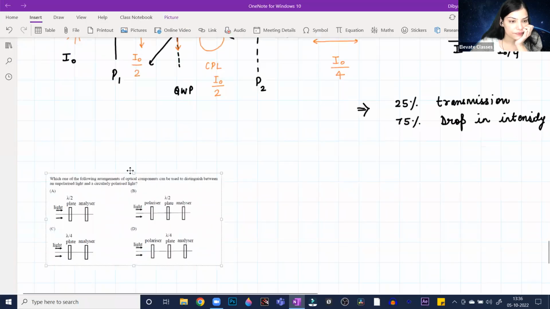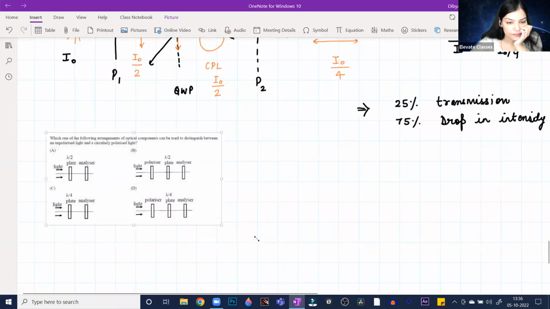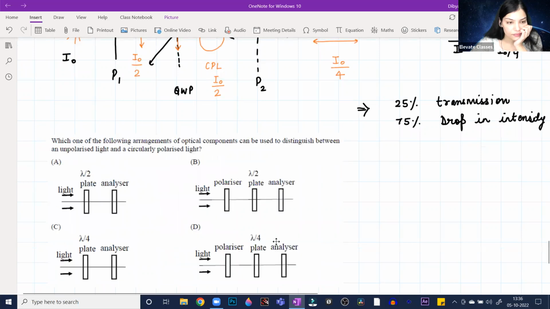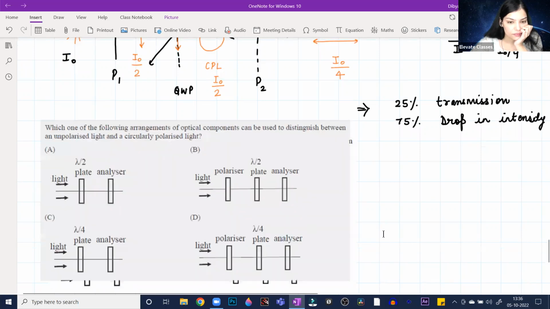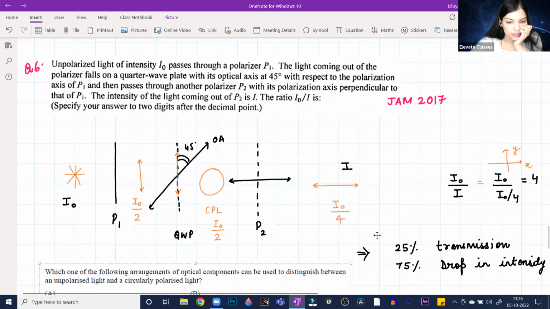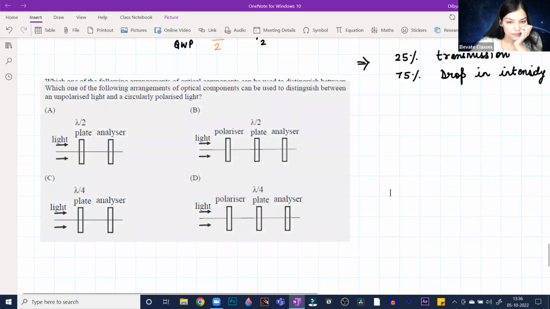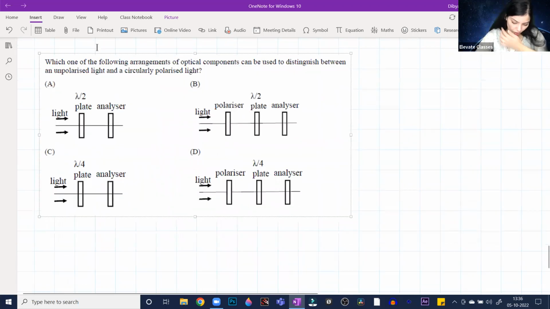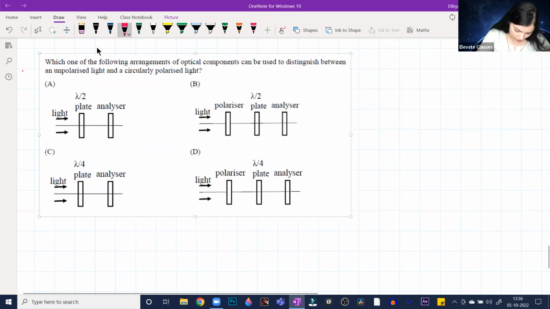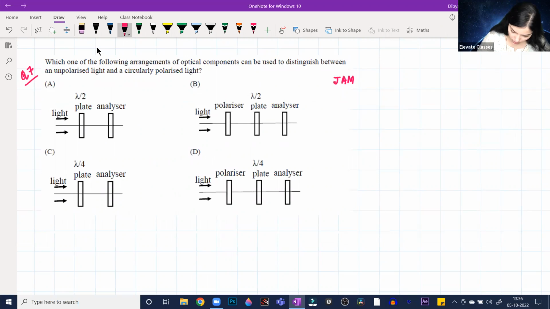This is question 6. So this is question 7, JAM 2018.